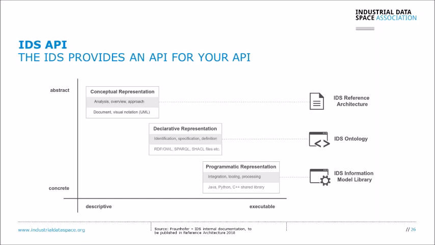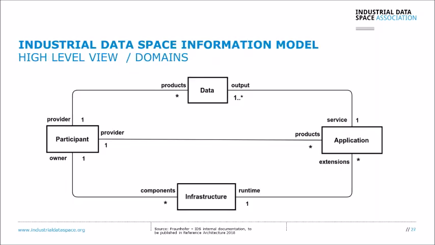So we have the IDS information model that, as I said, describes data endpoints, connectors, and participants. And we have it in a very abstract way, the conceptual representation in the IDS reference architecture. We have a declarative representation as RDF/OWL, the IDS ontology, and we have tooling support, a programmatic representation for this, based in Java and Python at the moment. This is what is usable right now.